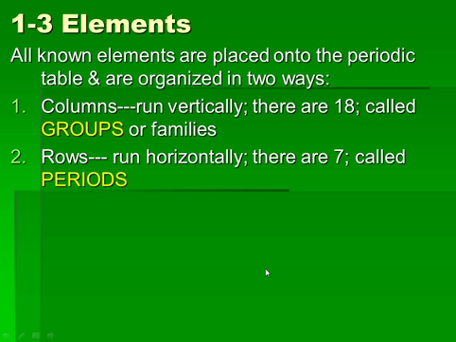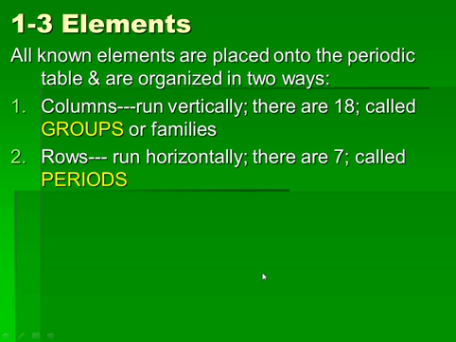Rows run horizontally. There are 7 rows, and they are called periods. So if we're referring to a certain row, we would refer to period 4. If we were looking at the periodic table and we were talking about which period calcium is in, well, calcium is element number 20, and it's in the 4th row, which means it's in the 4th period.